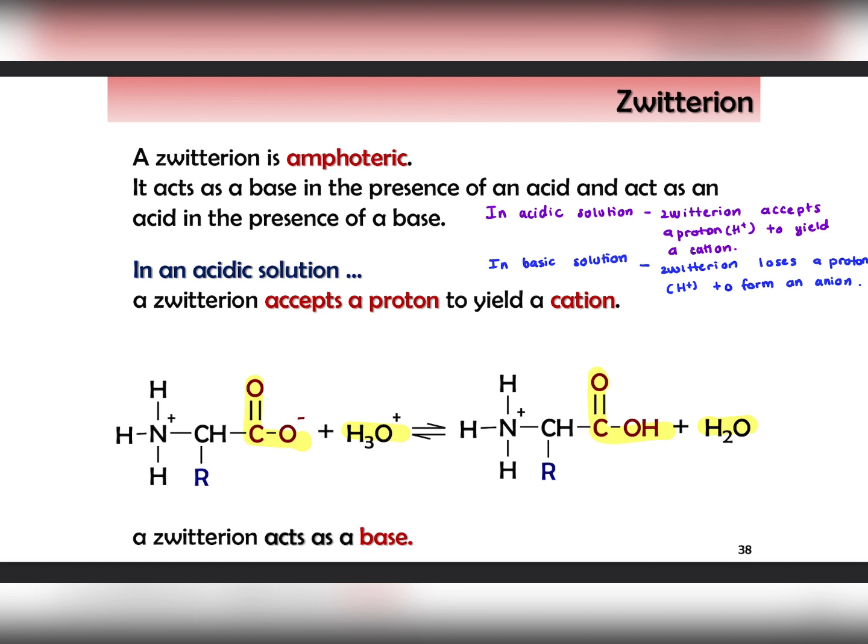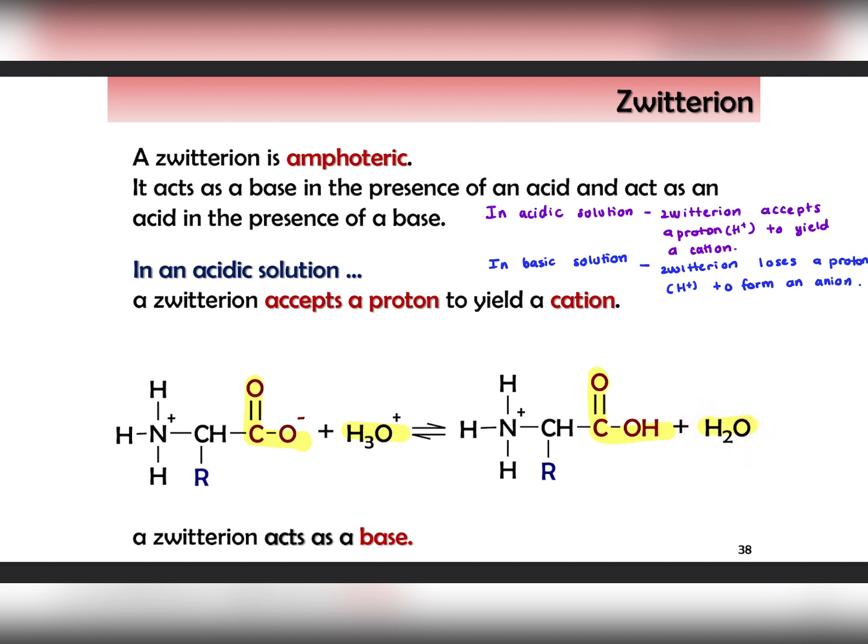So in acidic solution, this zwitterion will behave as a base, so it will accept a proton to yield a cation. So what happens in acidic solution is that the acidic part acts. It will react with your acid. Okay, so you will get this part becoming COOH, and you will release a water molecule.